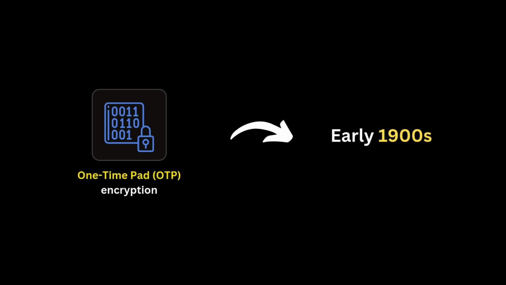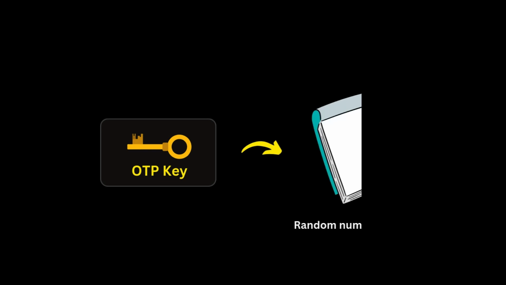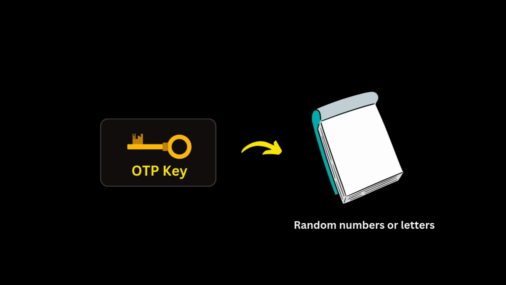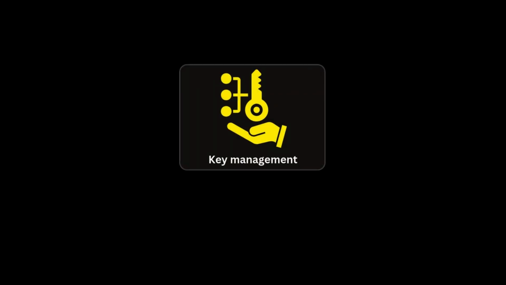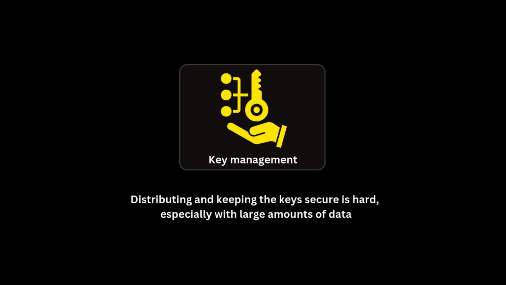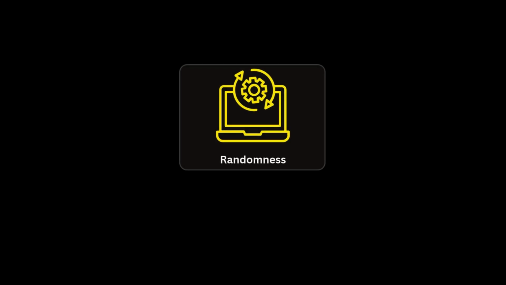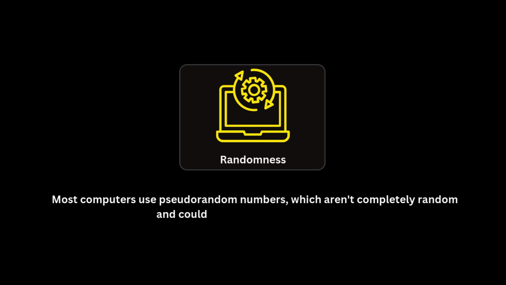OTP was invented back in the early 1900s. The key was written down on paper pads with random numbers or letters. After using a key once, they destroy it to keep it safe from being reused. Even though OTP is unbreakable in theory, it's tough to use. First, key management. Distributing and keeping the key secure is hard, especially with large amounts of data. And second, randomness. Most computers use pseudo-random numbers, which aren't completely random, and could make the encryption weaker.